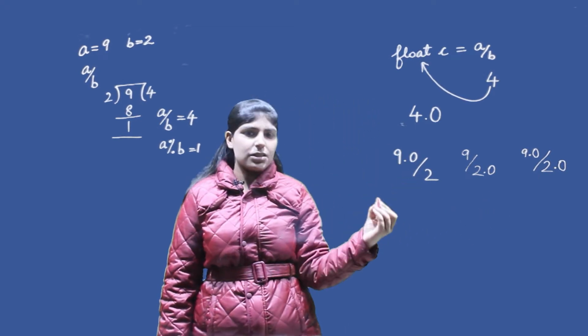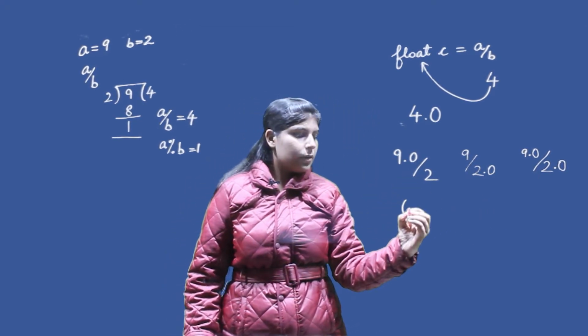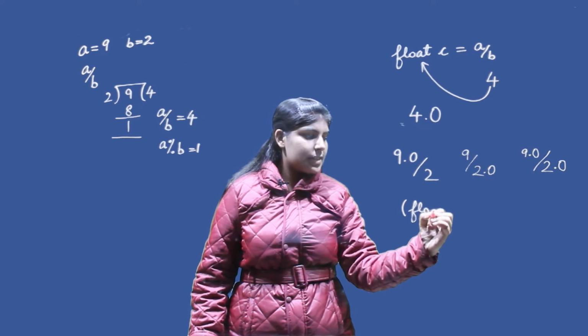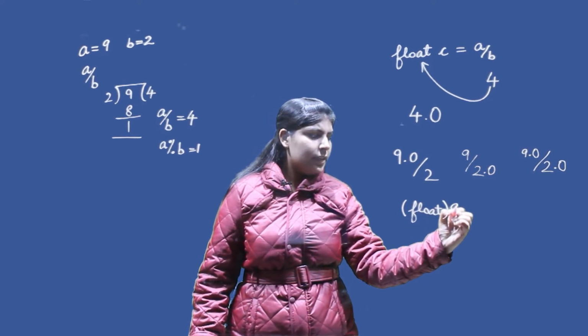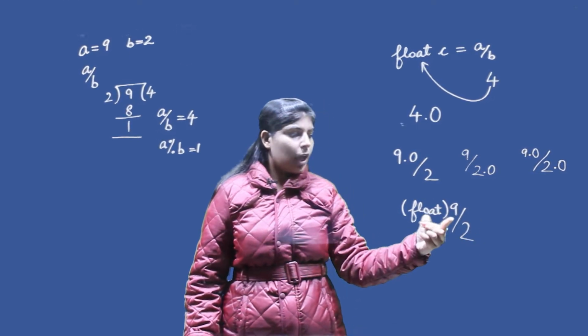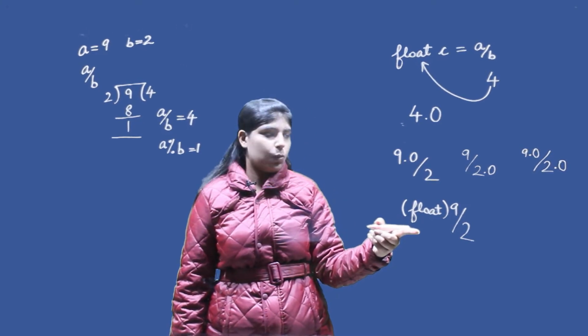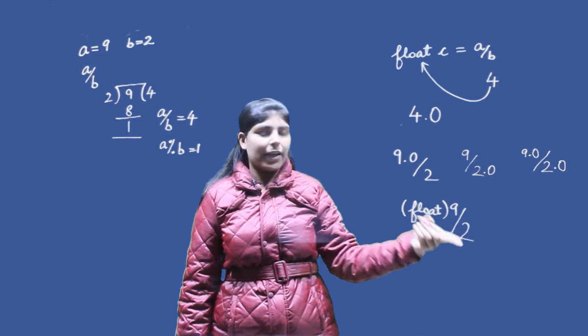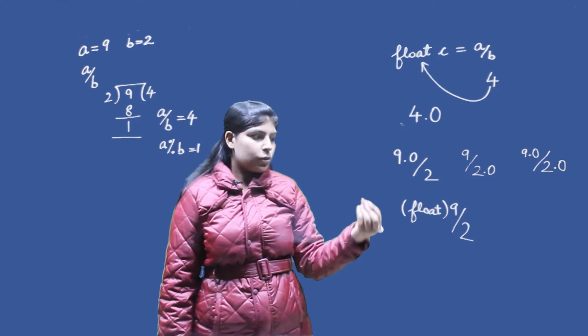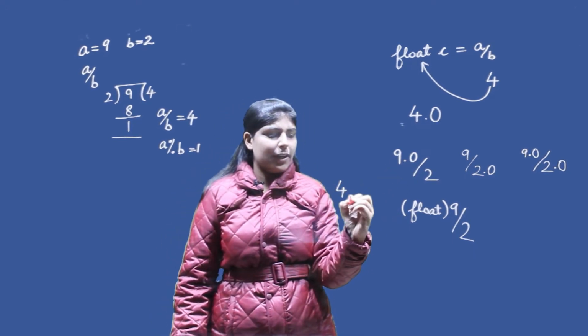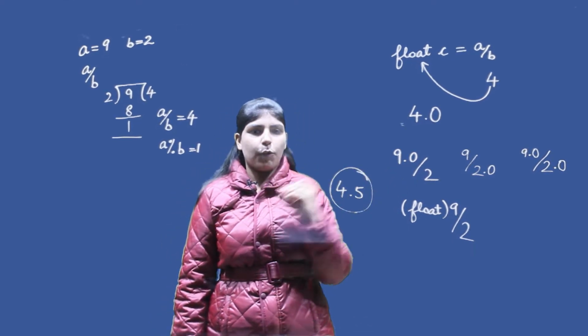Also, I can typecast one of them to floating point number using manual typecasting. So I can say float 9 divided by 2. So now this 9 becomes 9.0. I can also typecast 2 and I can also typecast both of them. So now this will give me 4.5, that is the floating point number as output.